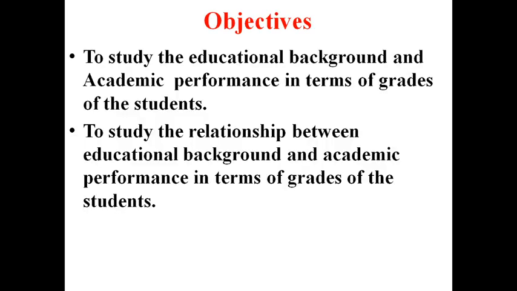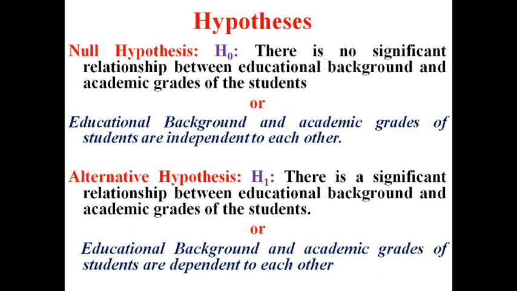And now we have defined our objectives on the basis of our topic. The first objective is to study the educational background and academic performance in terms of grades of the students. And second, our main objective is to study the relationship between the educational background and academic performance in terms of grades of the students. So our main objective is to find out the relationship.